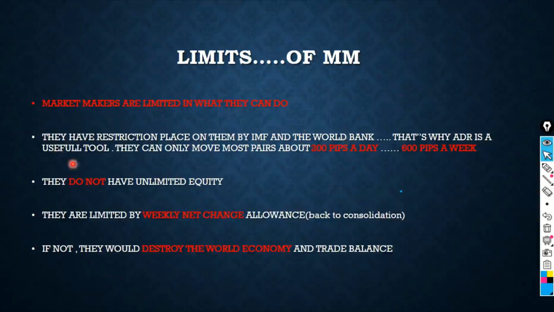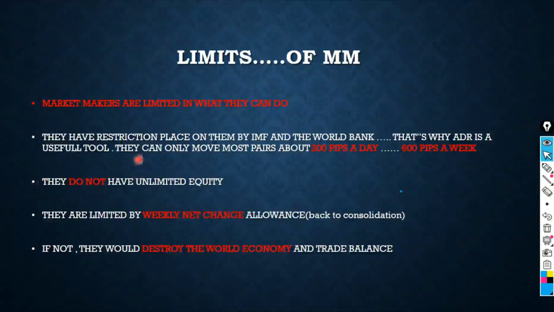That's why the ADR is a useful tool. The average daily range: you know that today's average daily range is 100 pips. You might move 40 or you might move 200, but it's an average. They can only move a pair about 200 pips a day, which is the average daily range. This is the weekly average range, 600 pips per week.